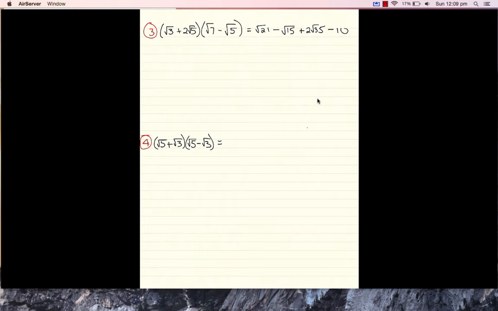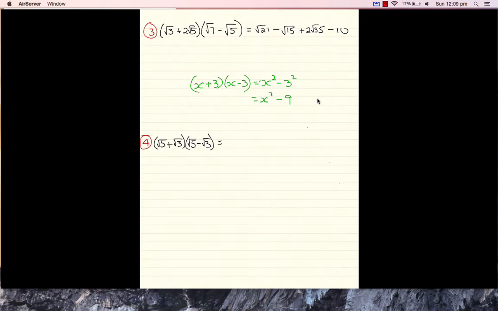Now, before we look at number 4, I want you to consider what you would do if you had a question that said x plus 3 times x minus 3. What do we get? Well, we should be pretty comfortable with the idea that that is x squared minus 3 squared, so we get x squared minus 9.